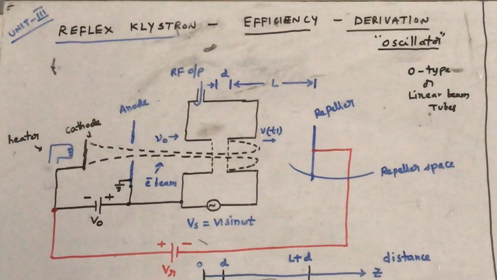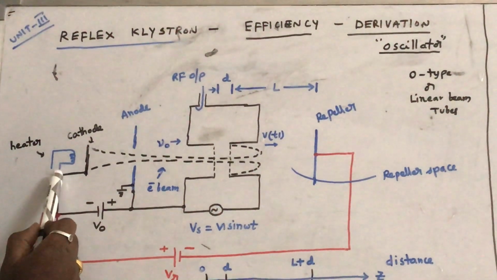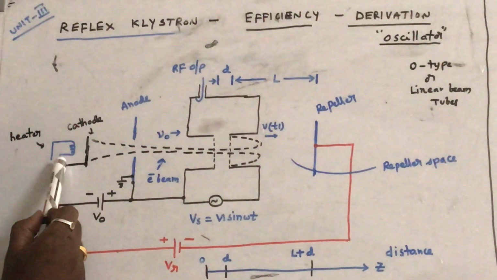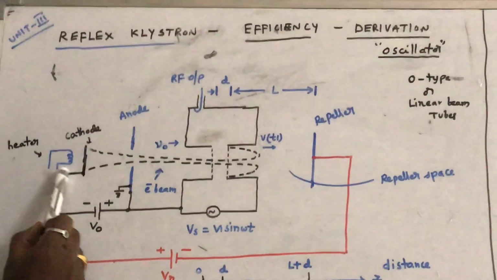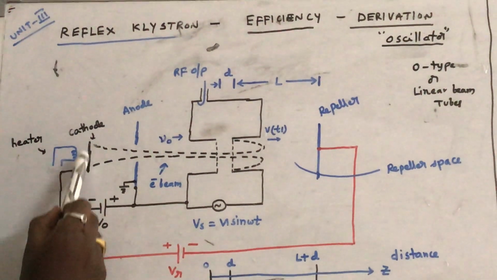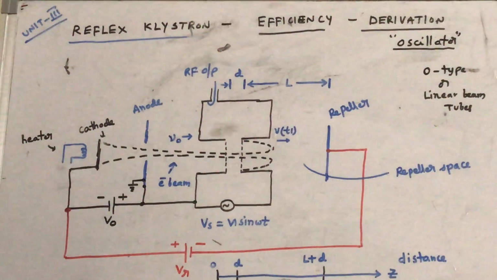In the previous class, just a slight correction in the diagram. I had connected this terminal to the heater. Just make the change in the diagram: connect this wire to the cathode. Make this small correction in the connection to the cathode.